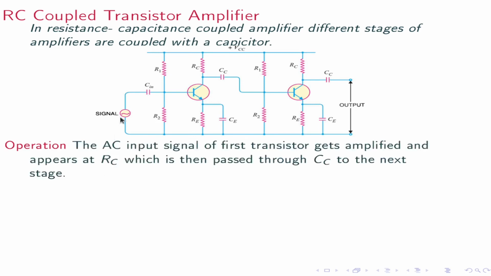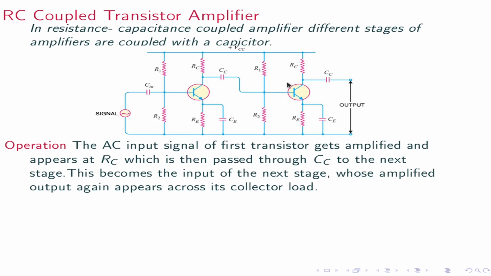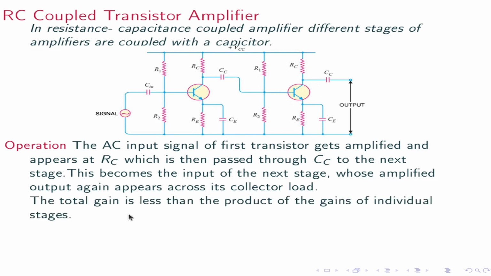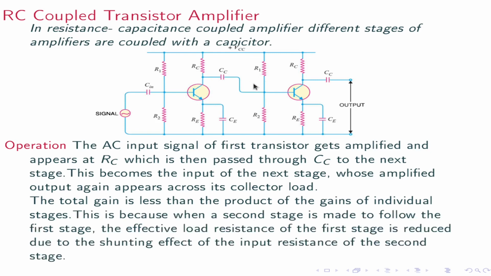Its operation: the AC input signal of the first transistor gets amplified and appears at RC, which is then passed through CC to the next stage. This becomes the input of the next stage, whose amplified output again appears across the collector load RC. The total gain is less than the product of the gains of individual stages. This is because when a second stage is made to follow the first stage, the effective load resistance of the first stage is reduced due to the shunting effect of the input resistance of the second stage.